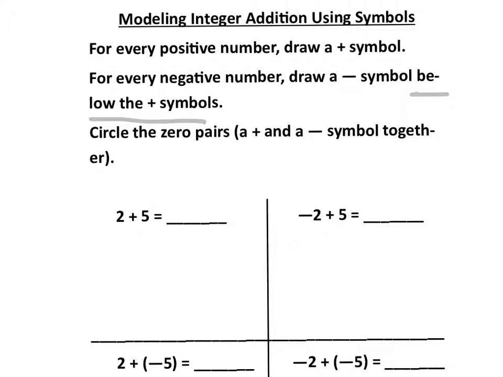So starting off with the plus symbols and the minus symbols, we see 2 plus 5. We know to represent 2, we draw 2 pluses. And if you're doing this in different colors and you need to indicate what color's what, that's fine. Now to do 5, we draw 5 plus signs. Because it's all the same sign and it's all positive, they all get to go beside each other. Then when we look at it, we notice that we have 1, 2, 3, 4, 5, 6, 7 plus signs. Therefore, the answer is positive 7.